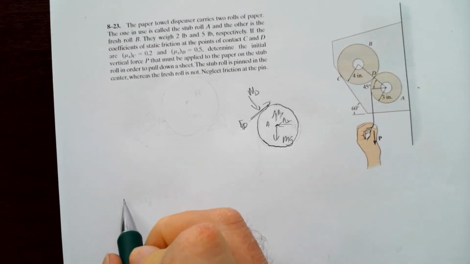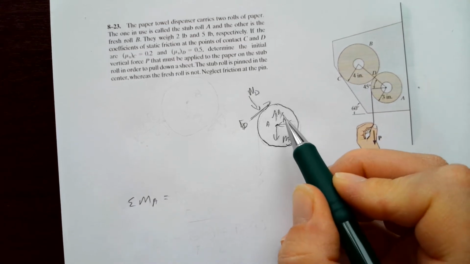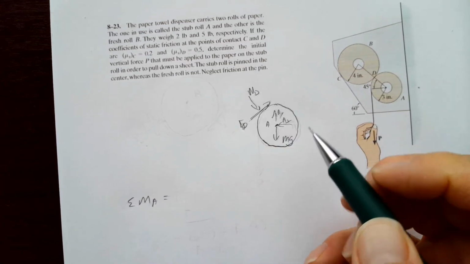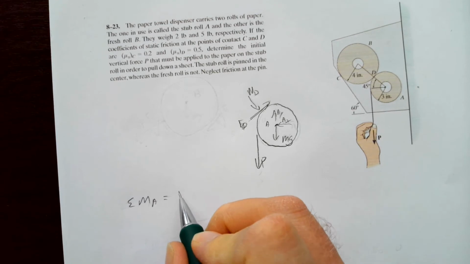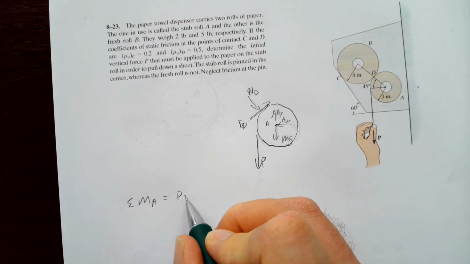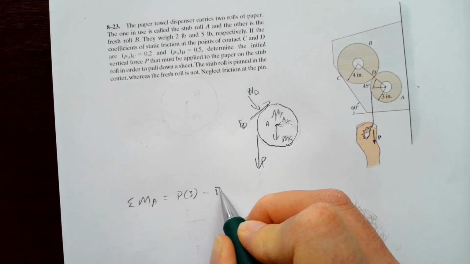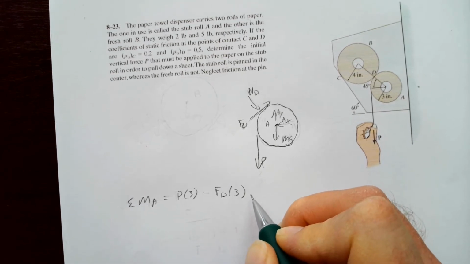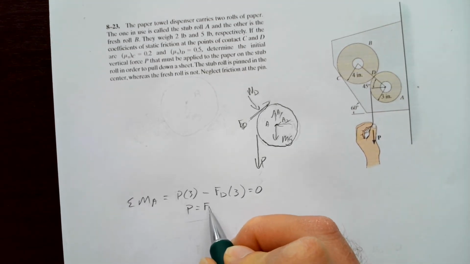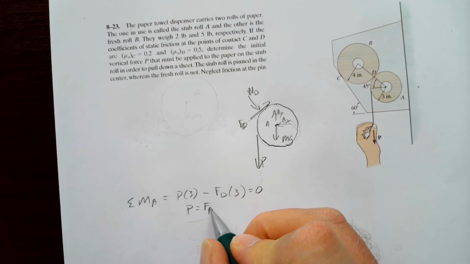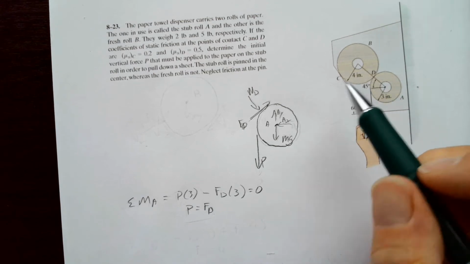So let's start by summing the moments about A. MG doesn't matter, Ax doesn't matter, Ay doesn't matter, and ND doesn't matter. Oops, I forgot P down. So all we have is P causing positive rotation times the radius, 3 inches, minus FD times 3 causing negative rotation, and that equals 0. So P equals FD. That's all we need from that lower roll, because they're not asking for the reactions, they just want to know what P is.